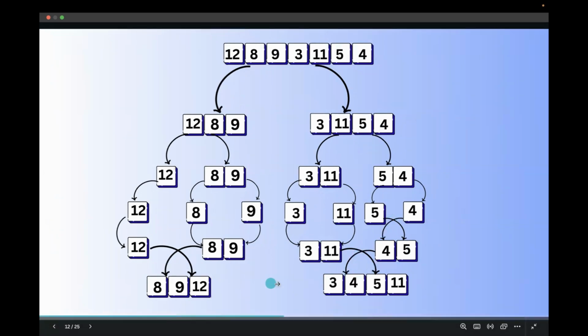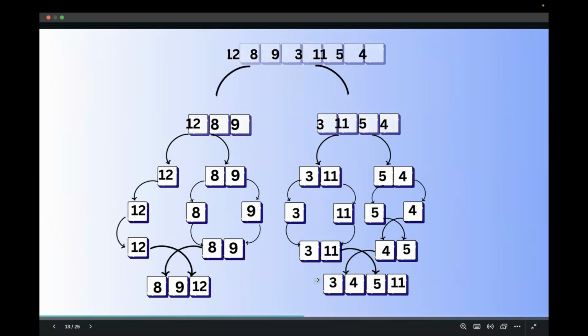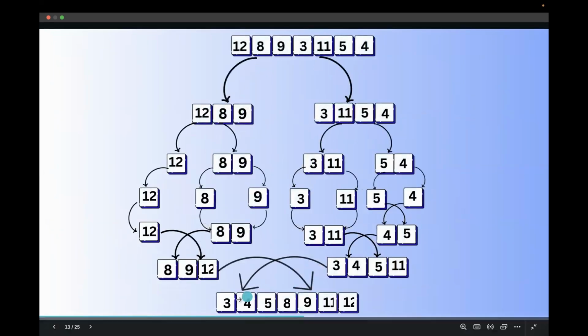Now there is just one more step of merging. So here we'll merge 8, 9, 11, 12. But here 11 comes in the middle because 11 is less than 12. And 3, 4, 5 are in sorted order. So we got the final sorted array.